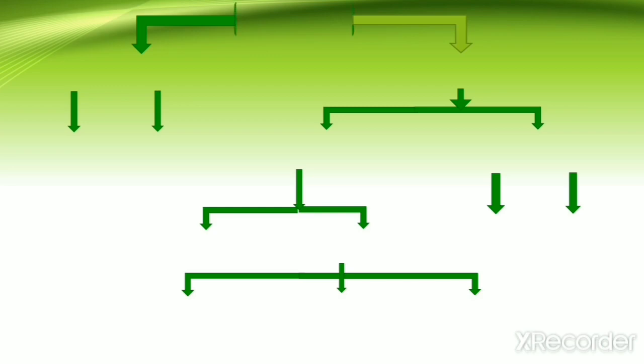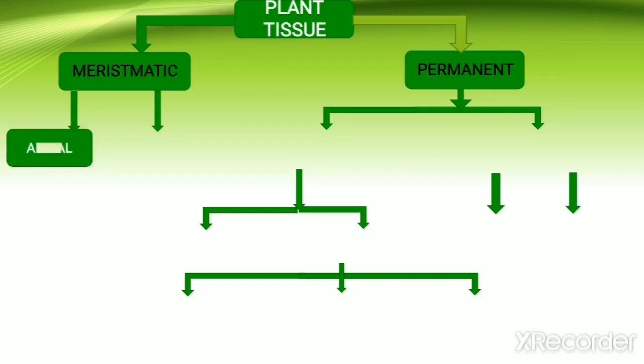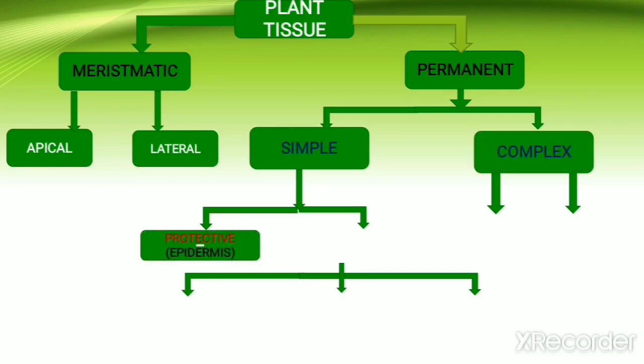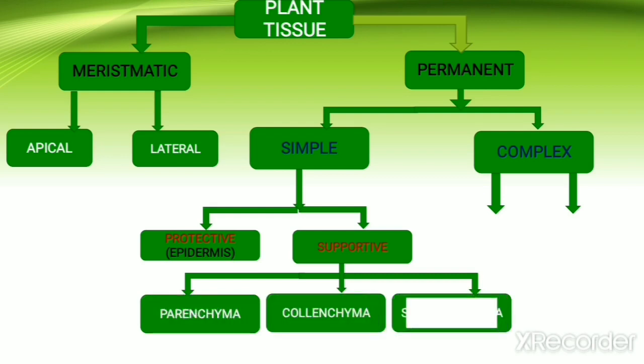So we were discussing the plant tissue types, and plant tissues are broadly divided into two categories, that is meristematic and permanent. Meristematic means actively dividing cells, and they are of two types on the basis of location, apical and lateral. And permanent means those in which growth has stopped. They are also of two types, simple and complex. Simple is again divided into two types, protective and supportive. The protective example is epidermis, and in supportive there are three examples: parenchyma, collenchyma and sclerenchyma.